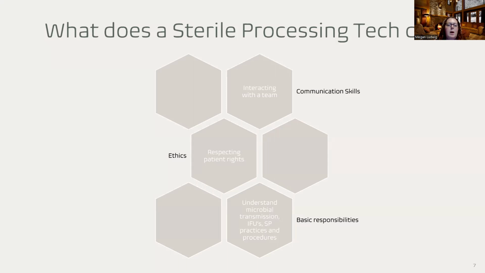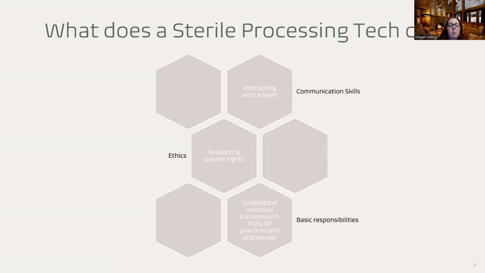A lot of times you have to communicate with the operating room. What trays are you working on? What are you missing? What do you need? What do they need? Maybe even the floor nursing staff or ER. So there are multiple ways in which you communicate. Respecting patients' rights is huge because this is why we do what we do, right?